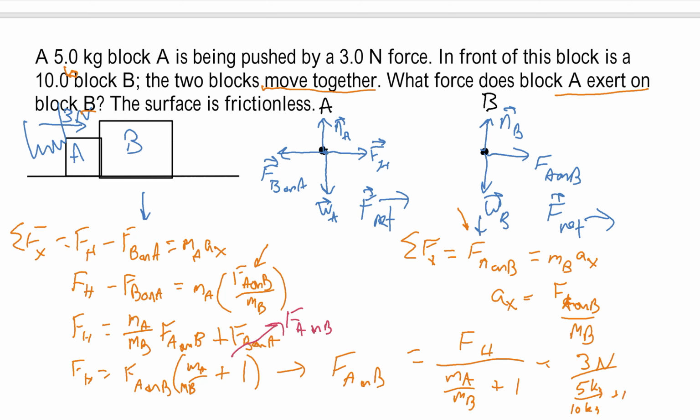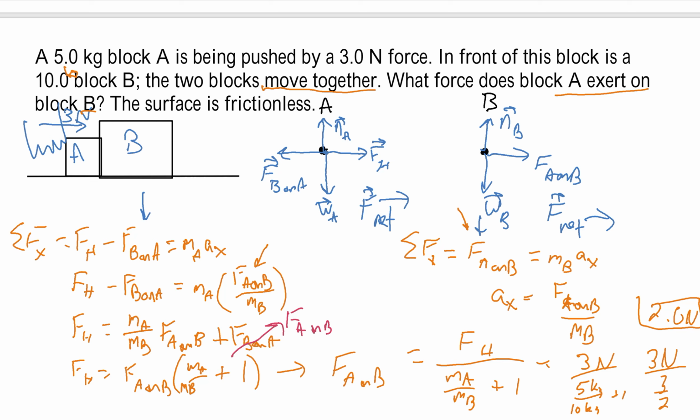So now 5 divided by 10 is 1/2. 1/2 plus 1 is 3/2. So I have 3 newtons divided by a unitless 3/2. Leave it, change it, flip it in the denominator, and we have 3 times 2/3. The 3 and the denominator is gone, and I'm left with 2. Actually, 2.0 newtons if I carry through with the significant figures. And I didn't even need to use a calculator. So that's how you do that problem.